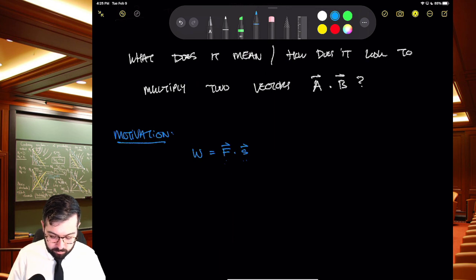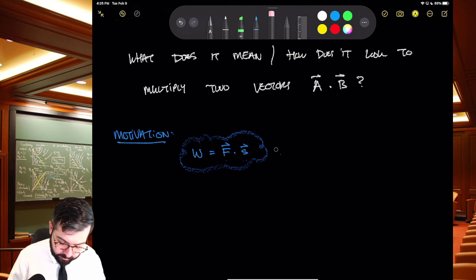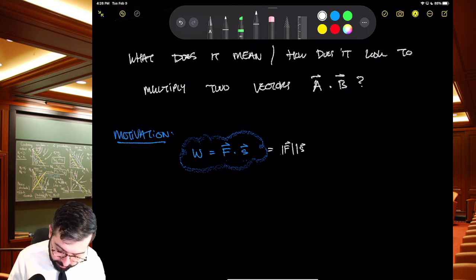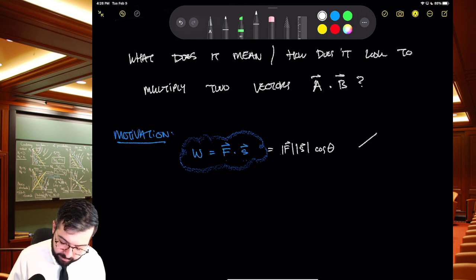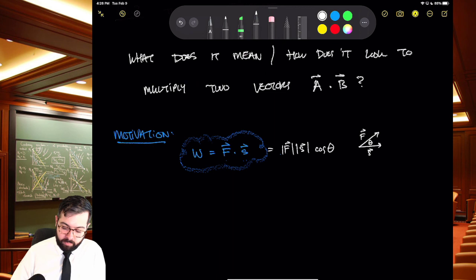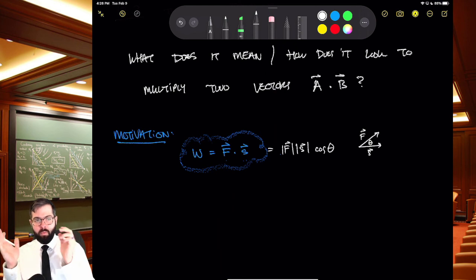So this needs a little bit more work, but how it pans out, if you look at a little bit more sophisticated definition of this, is if you take the magnitude of the force and the magnitude of the displacement and then multiply it times the cosine of the angle, where theta is the angle between the force being applied and the displacement, right? And this aligns with what you expect.